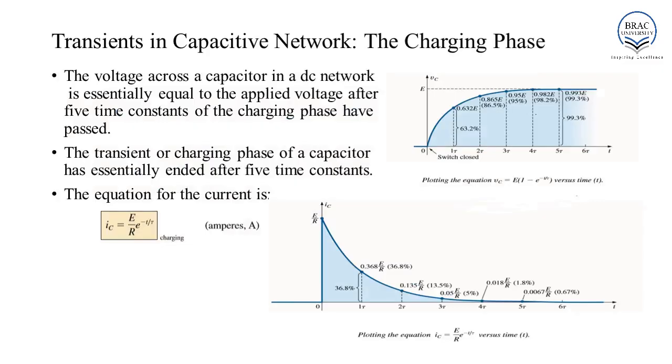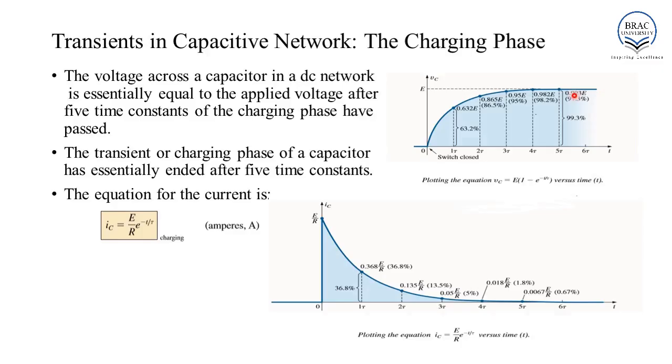The voltage across a capacitor in a DC network is essentially equal to the applied voltage after 5 time constants of the charging phase. That is, it takes 5 tau time constants for the voltage across a capacitor to reach from 0 to maximum supply voltage E volts. The transient or charging phase of a capacitor has essentially ended after 5 time constants. That is, after 5 tau, the capacitor has entered the steady state period.